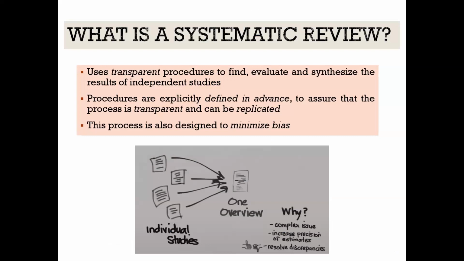So what is a systematic review? It is basically a transparent procedure to find, evaluate, and synthesize the results of independent studies. In the diagrammatic representation, there will be a lot of individual studies. It is a procedure where you find the similarities between these individual studies, evaluate them, and synthesize the data that is required for clinical purposes, like patient care. At the end of the day, everything in the medical sector is for patient care, right?